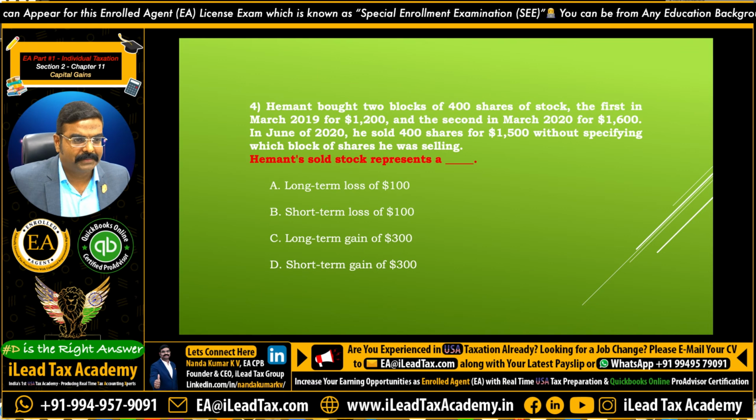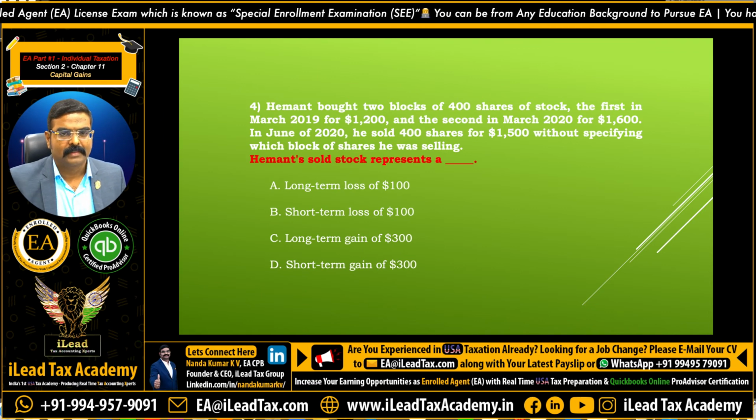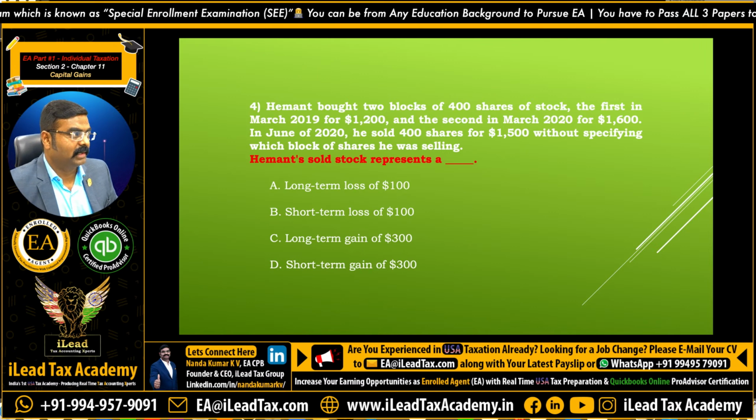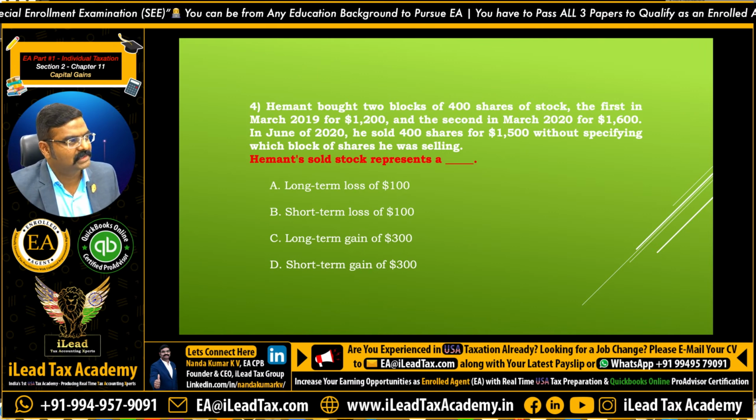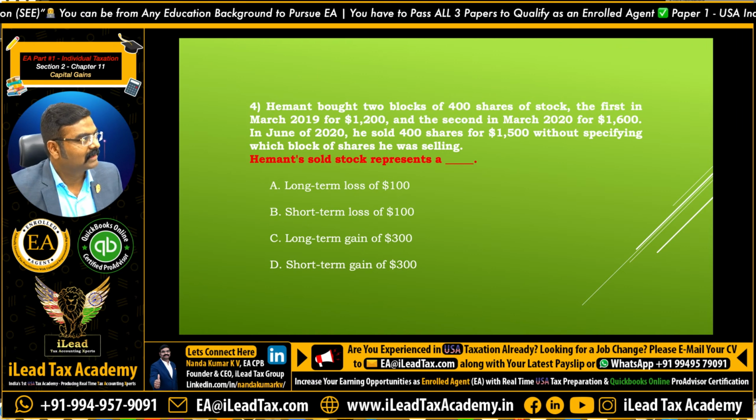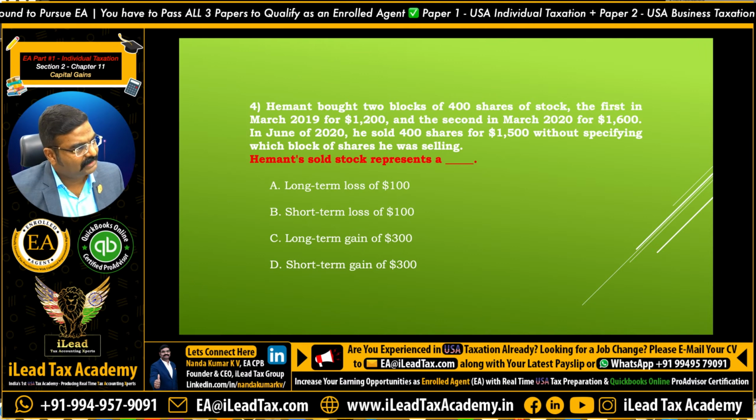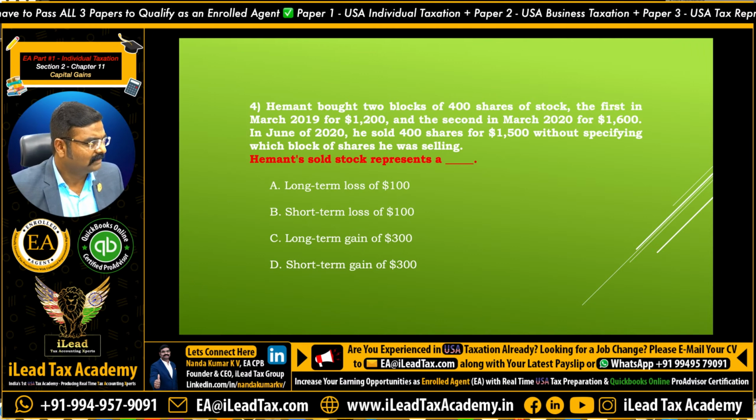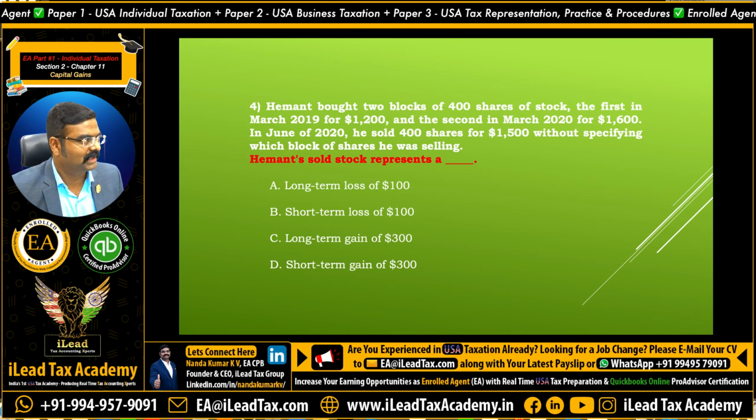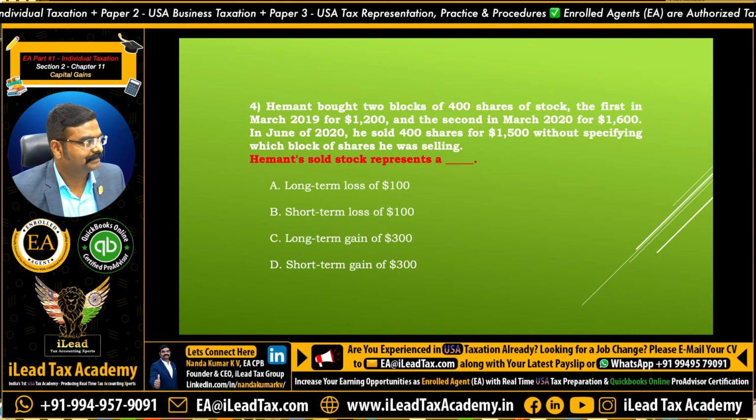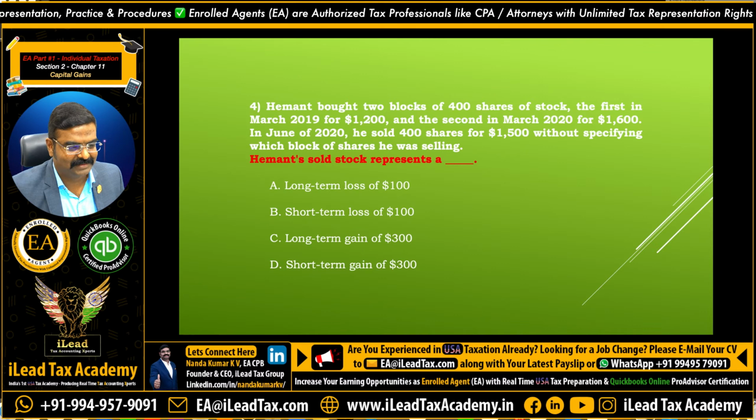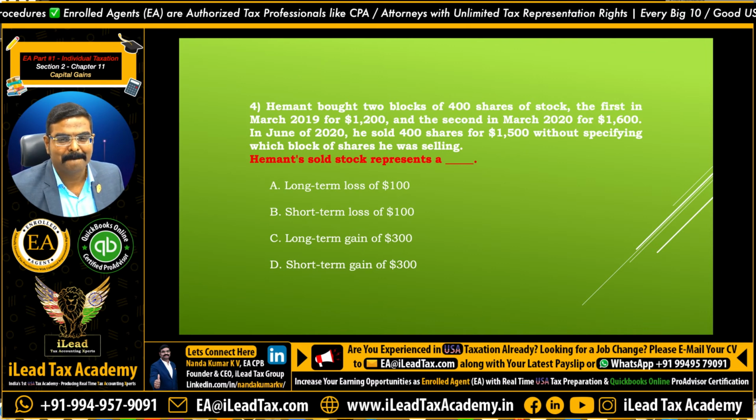Let me read the question for you. Hemant bought 2 blocks of 400 shares of stock. The first in March 2019 for 1200. The second in March 2020 for 1600. In June 2020, he sold 400 shares for 1500 without specifying which block of shares he was selling. So Hemant's sold stock represents A. Okay, yeah. Go ahead. Answer.